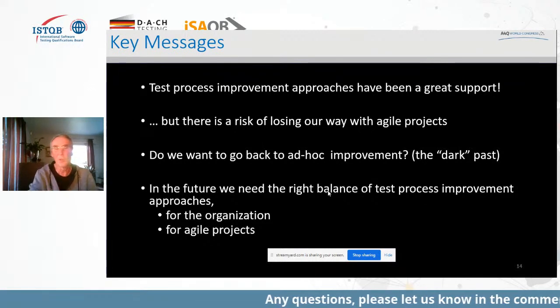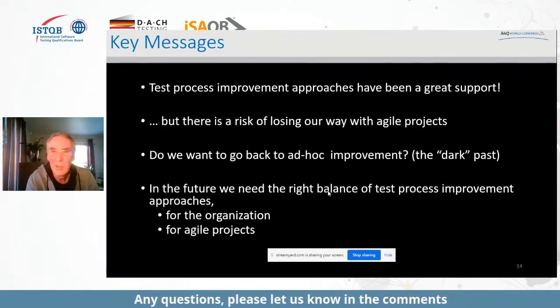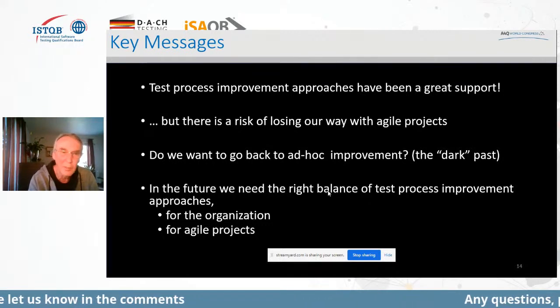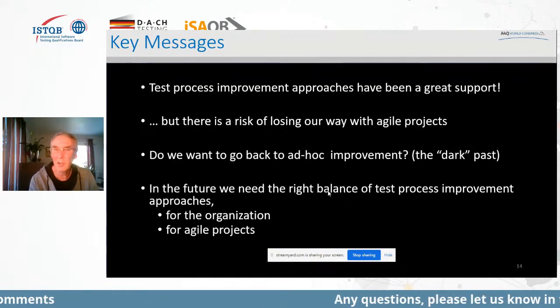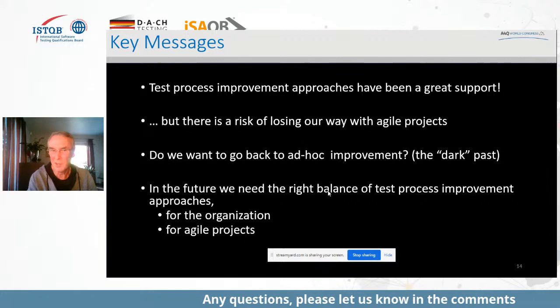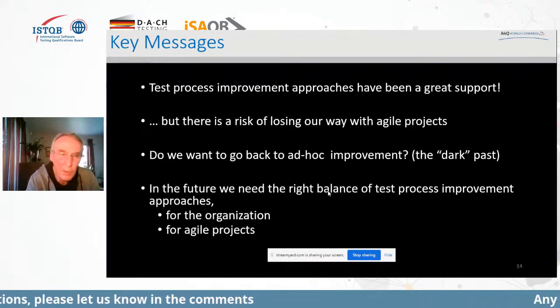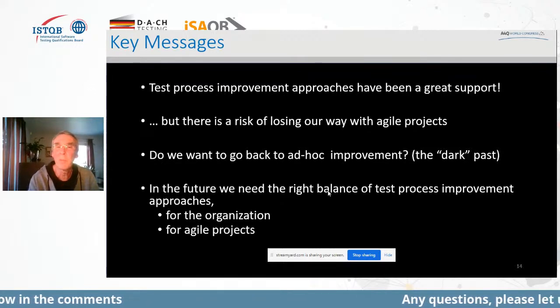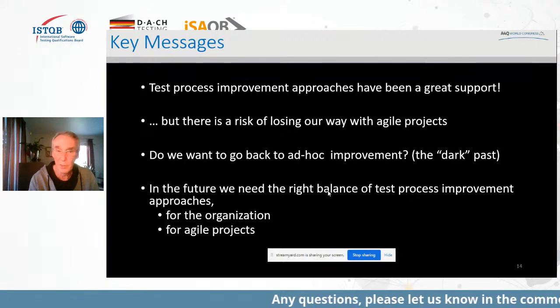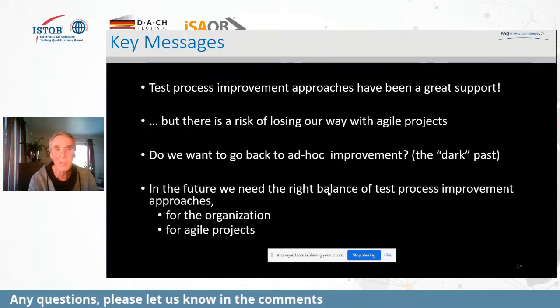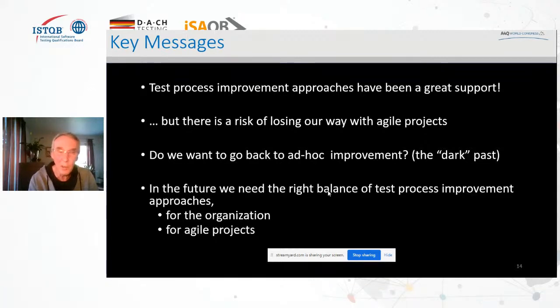We're going back to kind of an ad hoc, nobody's really responsible, "do we need to do this?" kind of approach. Going back a little bit to the dark past in some cases, I'm sorry to say. However, the future's still bright, if you like to call it that. If we get the right balance of approaches for the organization, whether you're looking at organizational improvement or agile projects, you still have an opportunity to do constructive and valuable test process improvement.